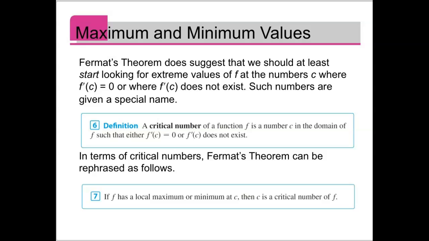All right, let's define a couple things. We call a critical number or a critical value a number c such that f prime of c equals 0 or does not exist, because that seems to be where all the interesting stuff happens, when the derivative either equals 0 or doesn't exist. And then our definition below that is that if our function has a local max or min at a point, then that point will be a critical number of the function.